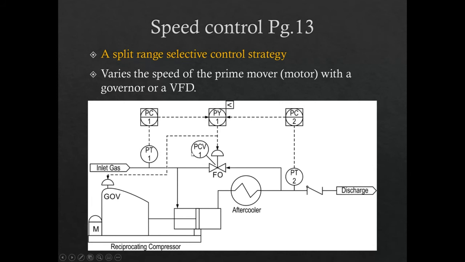So speed control, as the name would imply, varies the speed of the prime mover. The prime mover means motor with a governor or a VFD. VFDs I can talk to you about, governors I don't know that much about. But this is the way speed control works. Machines that are out in the field where there's less electricity will generally use governors. We're in a plant where we've got lots of electricity, so we're generally going to use a VFD.